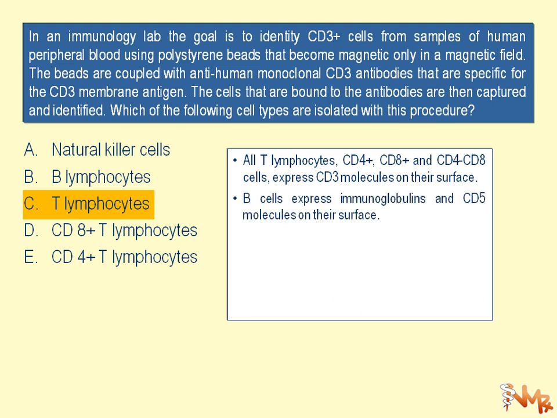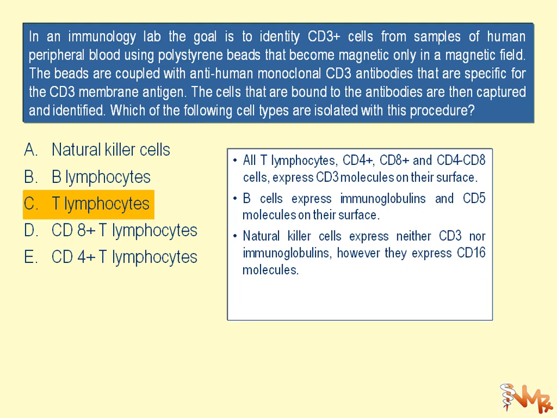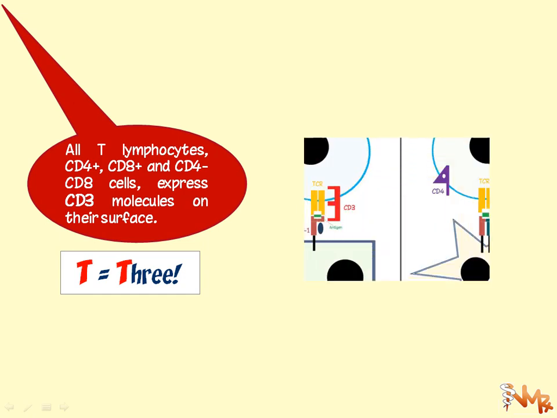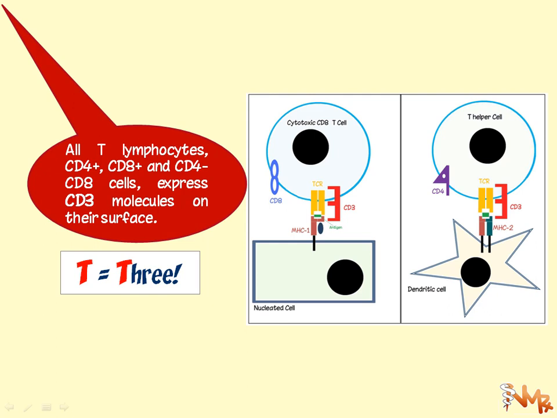B cells, on the other hand, express immunoglobulins and CD5 molecules on their surface. Natural killer cells express neither CD3 nor immunoglobulins. However, they express CD16. So let's summarize. CD16 for natural killers, CD5 for B cells, CD3 for T cells. Note that CD4/CD8 cells are progenitor T cells that over time evolve into CD4 or CD8 cells. So all T lymphocytes, CD4, CD8, and CD4/CD8 cells express CD3 molecules. Mnemonic: T for tree, T cell for 3.